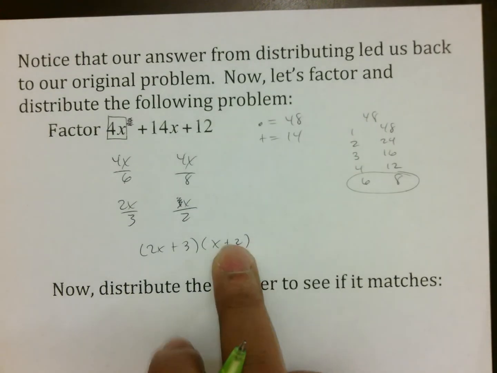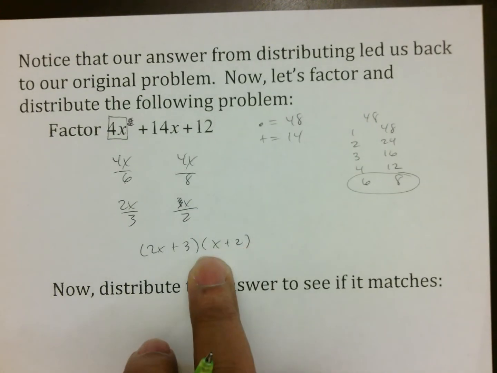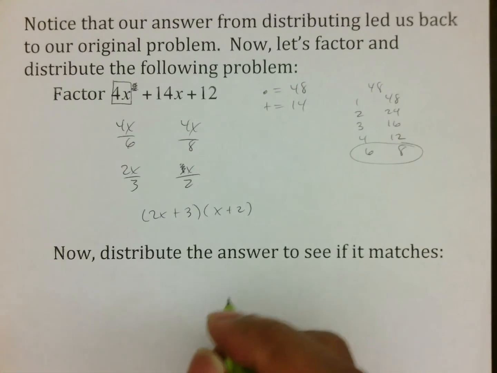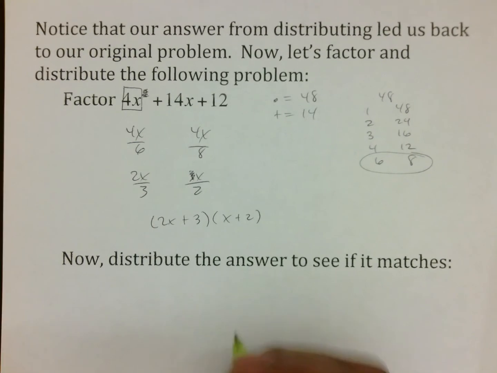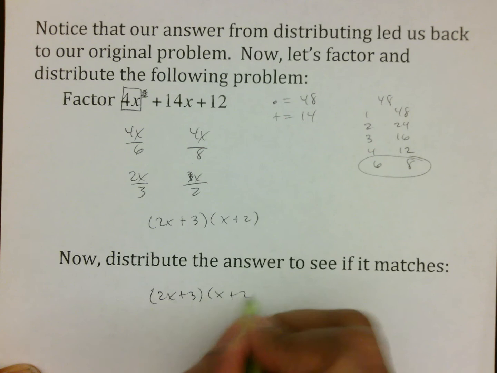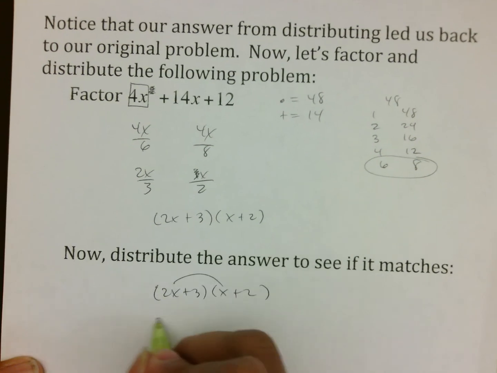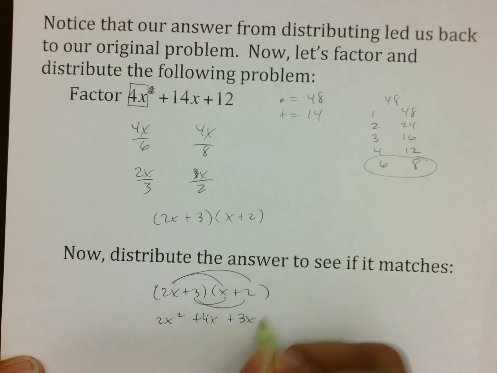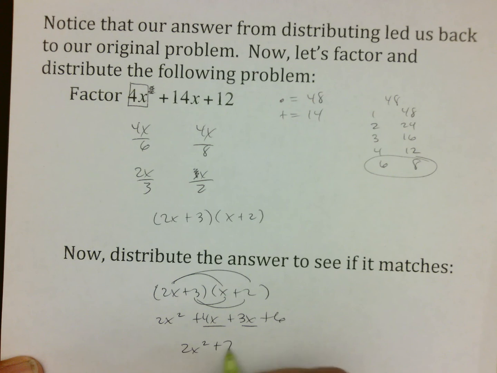So we did our proper work. We know that everything works. We know that that answer is what we would consider to be the right answer. But as it says here, distribute to see if the answer matches. Let's look at that real fast. We have 2x plus 3 and x plus 2. When you multiply that, you end up with 2x squared plus 4x plus 3x plus 6. This gives you 2x squared plus 7x plus 6.